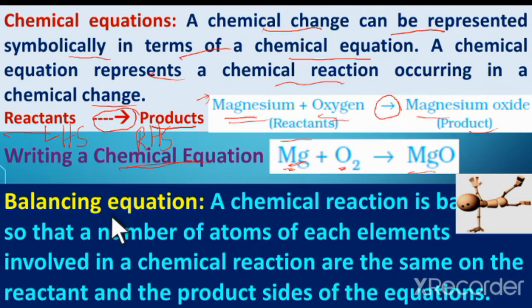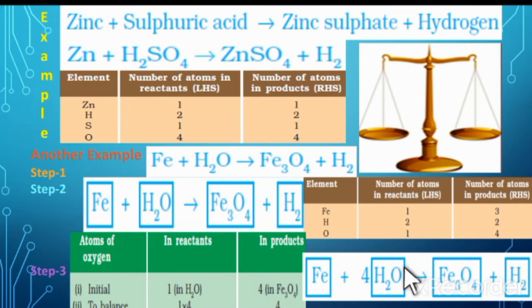Next, balancing the equation. A chemical reaction is balanced so that the number of atoms of each element involved in the chemical reaction is the same on the reactant and product side of the equation. With respect to the reactant and product side, the number of each and every element should be the same. Then we say that the chemical equation is balanced.